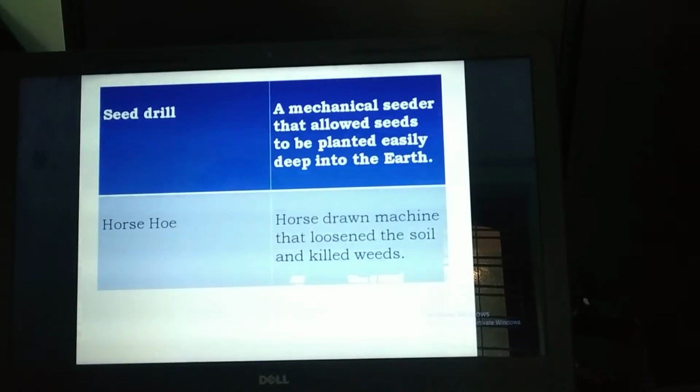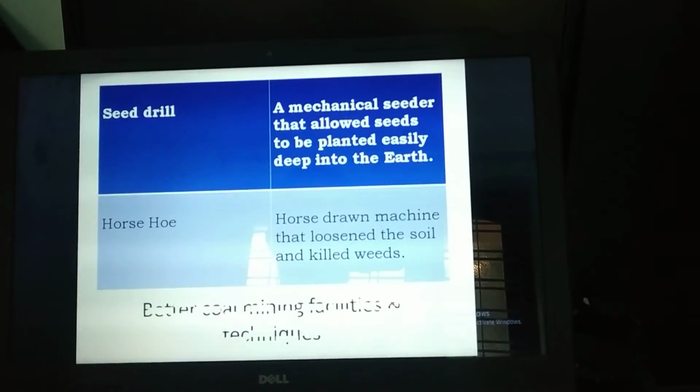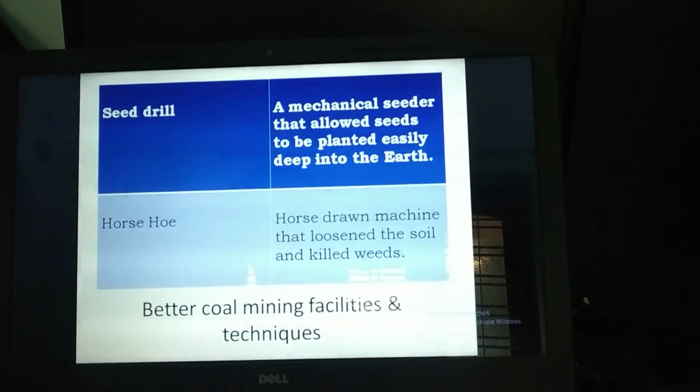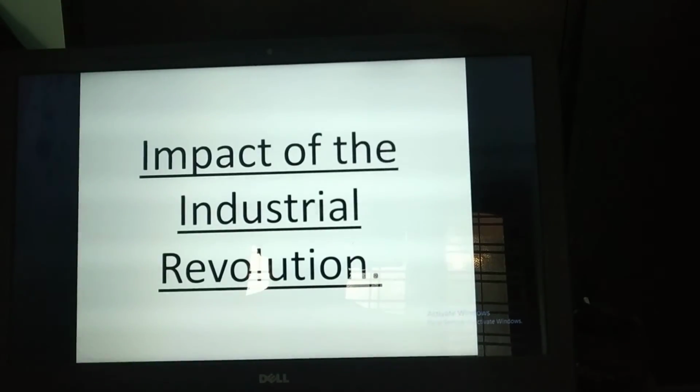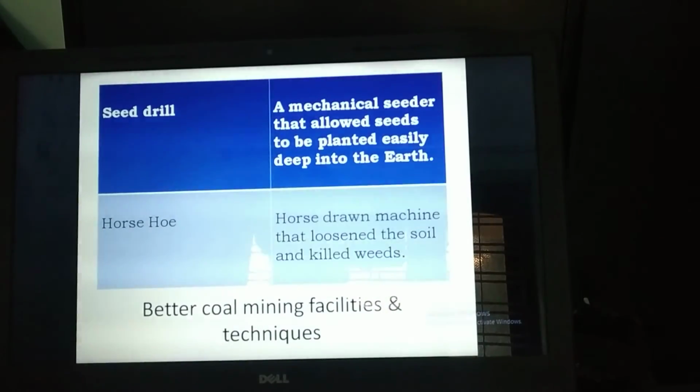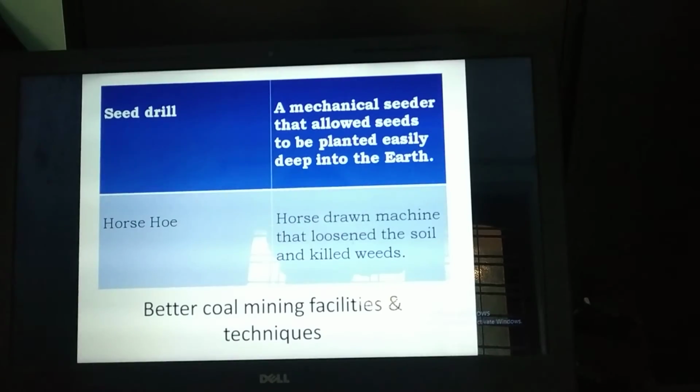Next one is horse sow, which means it is a horse-drawn machine that loosened the soil and killed weeds. So these are the 2 things that made the life of people easy and comfortable. And better coal mining facilities and techniques. So that also came up because of this Industrial Revolution. So these are the things that you must keep in mind with regard to the Industrial Revolution.